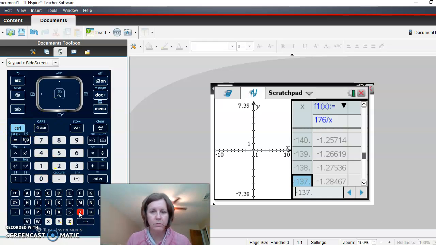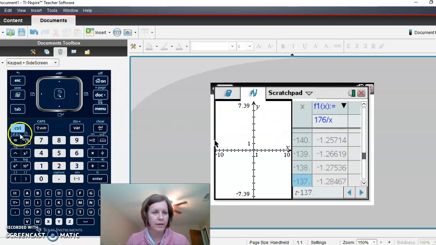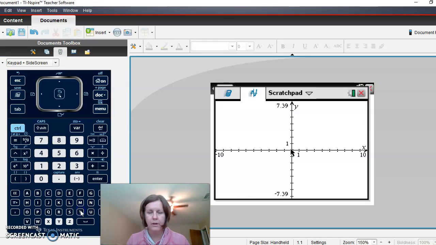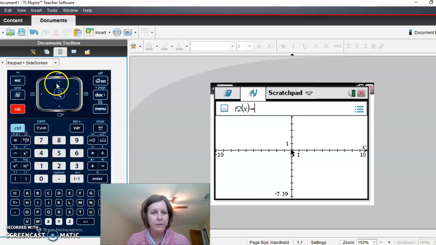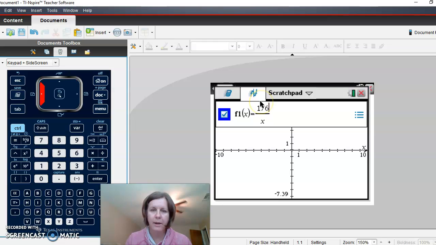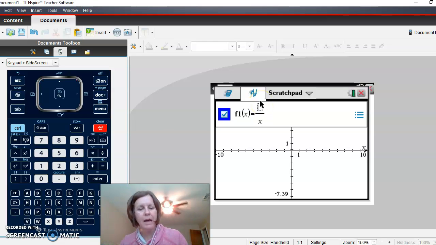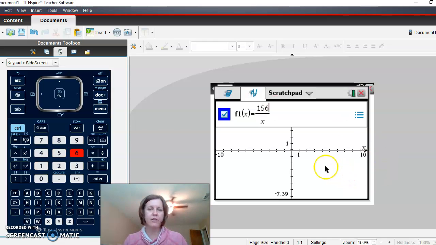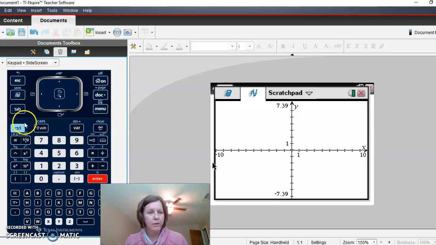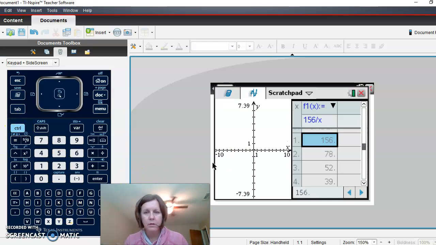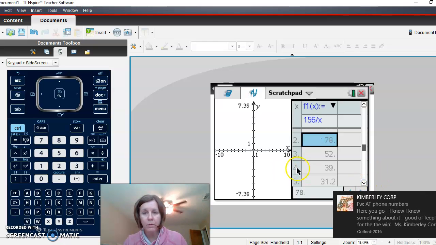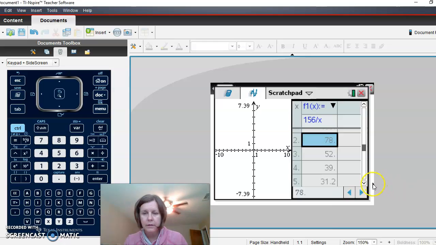Control T. I'm going to hide the table, maybe. Oh, wait. Let me try again. Control T. Okay. And I'm going to hit Tab. And let's just change our number. I don't know. What's another number? How about 156? That's another big number, not super familiar with. Okay, so I'm going to pull up my table. And I'm looking for perfect squares. So 4 would work.